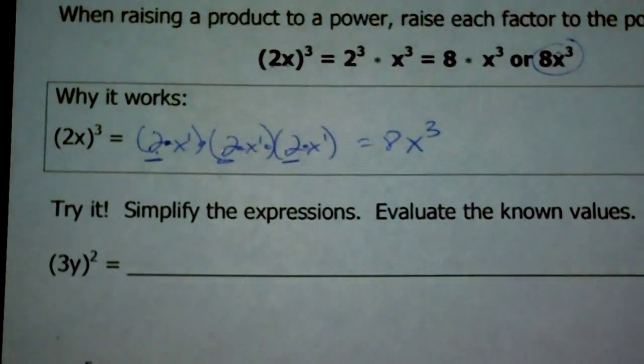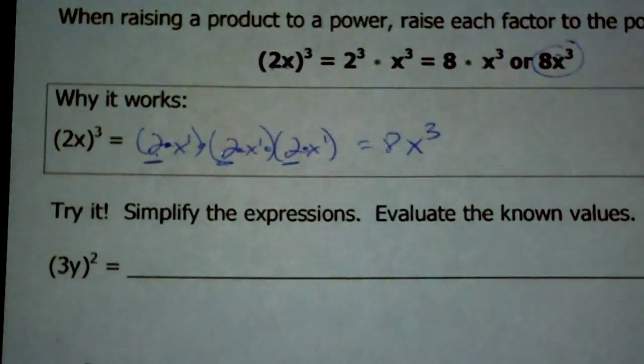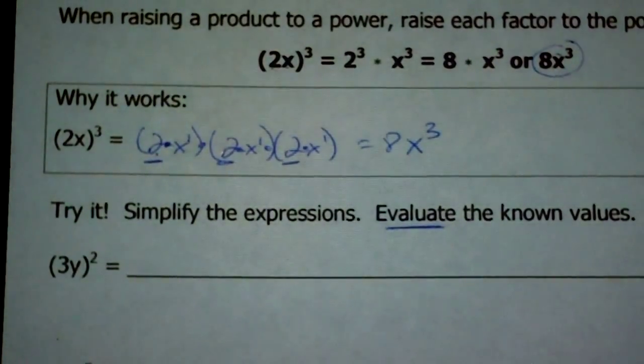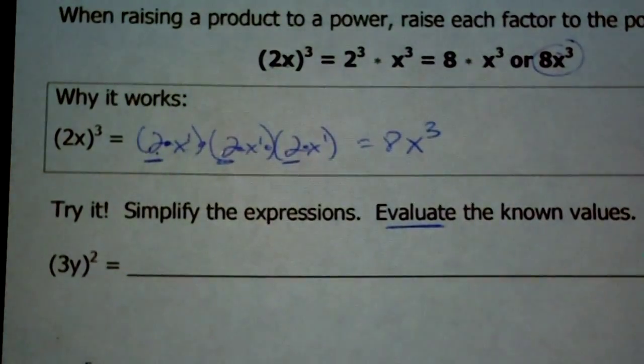So by simplify, I mean get rid of those parentheses. The only parentheses I can see are parentheses that are around a negative base and it's by itself in there. And when I say evaluate the known values, I mean for expressions like 2 to the 3rd power that you can find the value of, find those. For expressions like x to the 3rd power, we don't know what x is, so we can't find that. I'm sure it'll become more clear after a few examples.